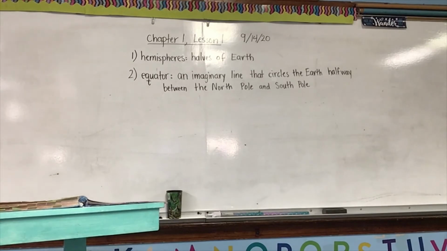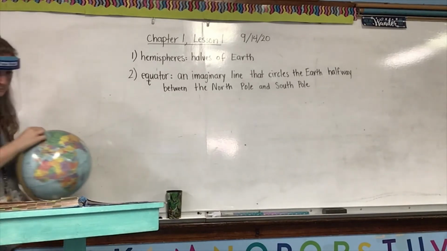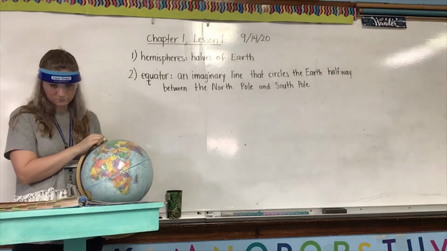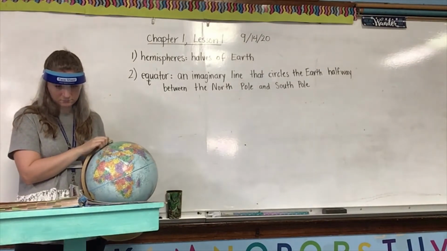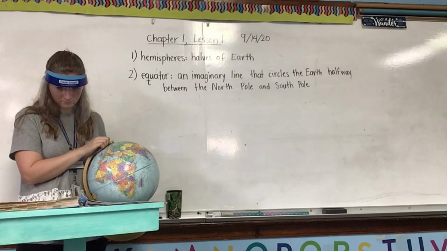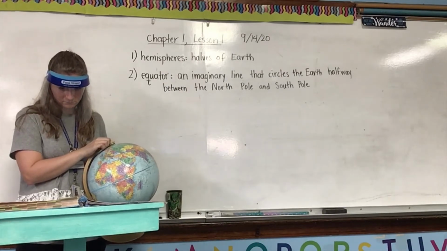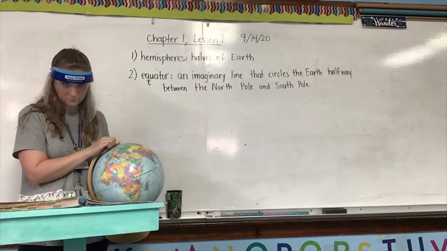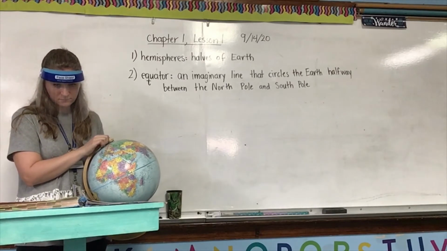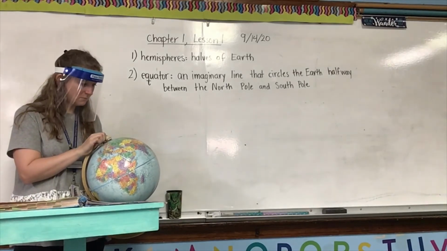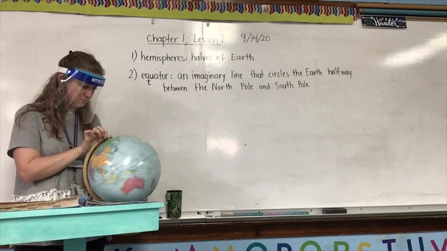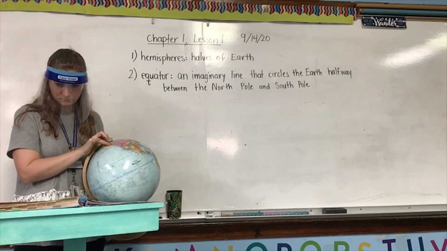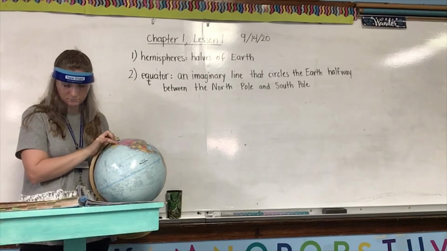Every place north of the equator is in the northern hemisphere. Every place south of the equator is in the southern hemisphere. Because the United States lies north of the equator, it is in the northern hemisphere.